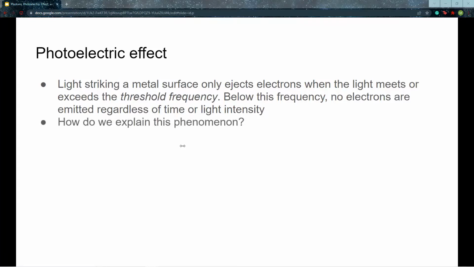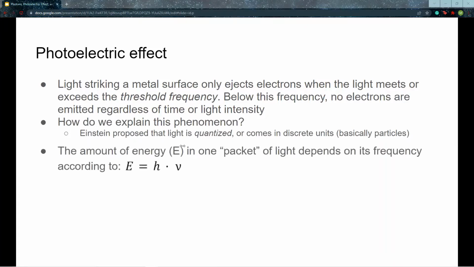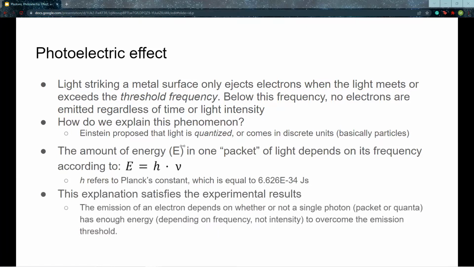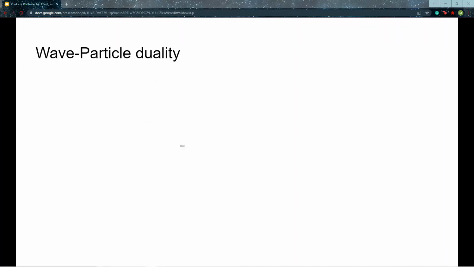So how do we explain this phenomenon? Well, Einstein proposed that light is quantized, or comes in discrete units, packets, or particles. The amount of energy E in one of these packets of light depends on its frequency according to the equation E equals h nu, where h is Planck's constant, which is equal to 6.626 times 10 to the negative 34th power in joule seconds. This explanation of light as a particle satisfies the experimental results, where the emission of an electron depends on whether or not a single photon in a packet or quanta has enough energy to overcome that emission threshold. So we can now finally see that light is a little weird.